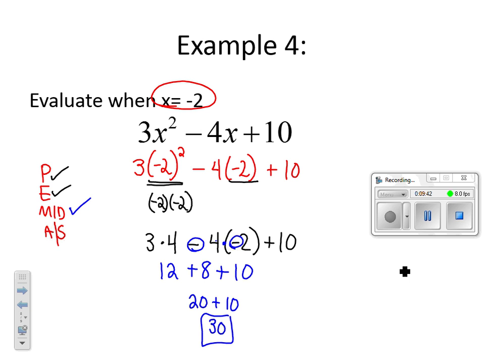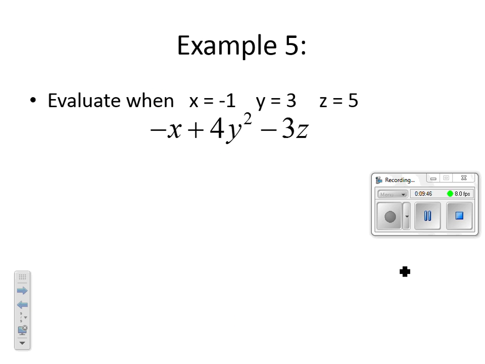Okay, we will try that one more time. Example number 5 says evaluate when x is -1, y is 3, and z is 5. Now we've got a whole bunch of variables, and all of those variables need to be substituted into the problem before we can use our order of operations. So x is -1. Everywhere I see an x, I plug in a -1. I bring down this negative sign, and I put in parentheses -1.